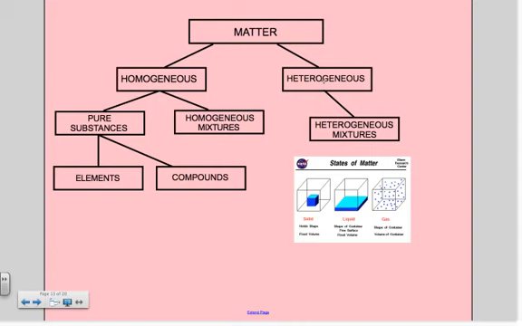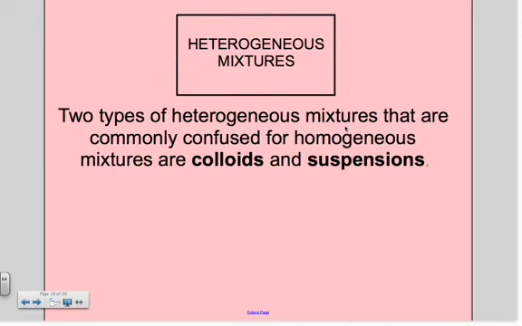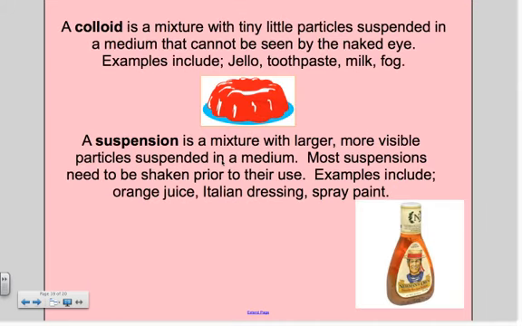Everything else is pretty much just heterogeneous. You know, it's pretty obvious to see something that's heterogeneous. However, there are two types of heterogeneous mixtures that people get confused. The two types of heterogeneous mixtures that are commonly confused for homogeneous mixtures are colloids and suspensions. Colloids are all the weird stuff, like Jell-O, toothpaste, hair gel, milk, fog. A lot of people look at Jell-O and they see one thing, Jell-O, so you would think it's homogeneous, but it's not. It's heterogeneous.